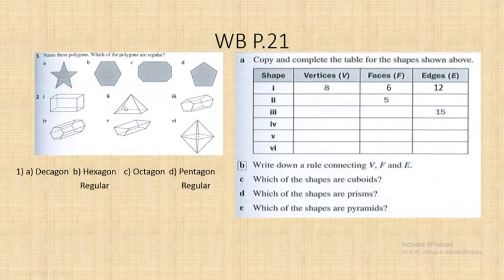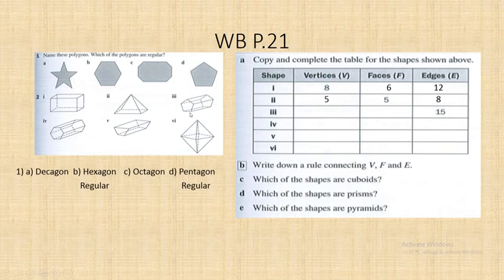Okay, let's go for part i. Here I have a square-based pyramid. So I have 1, 2, 3, 4, 5, 6, 7, 8 edges. And I have vertices 1, 2, 3, 4, 5 vertices. And he wrote for me here 5 faces. And I said here it's 8 edges.